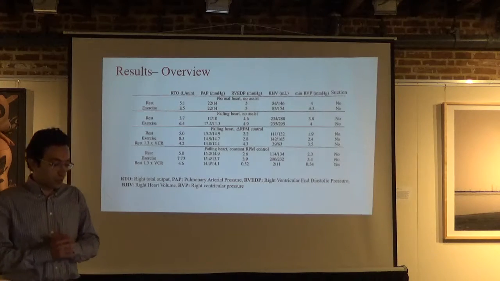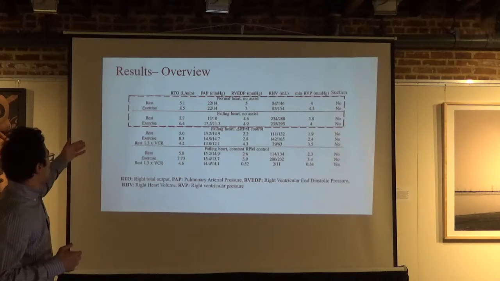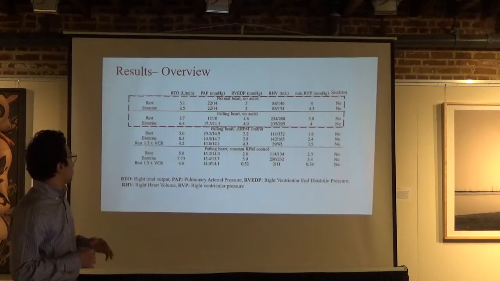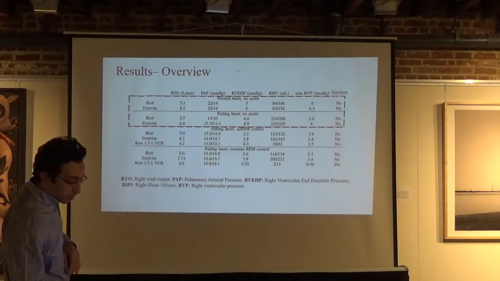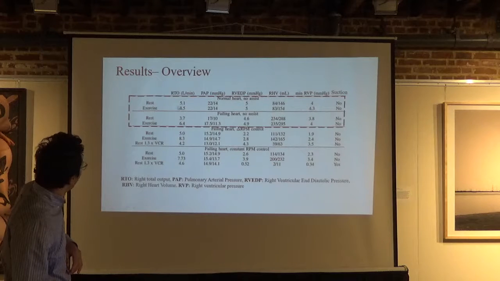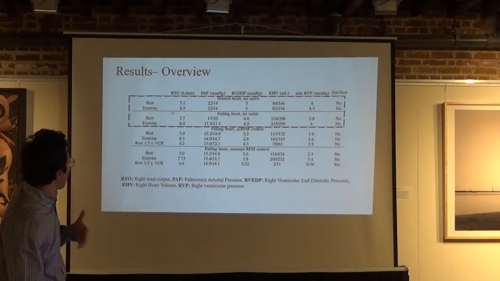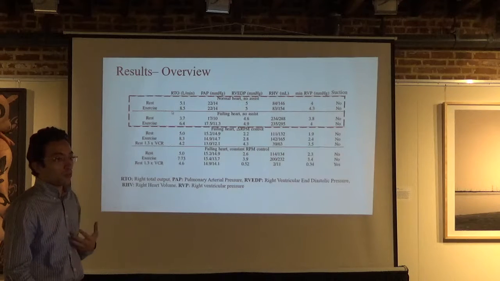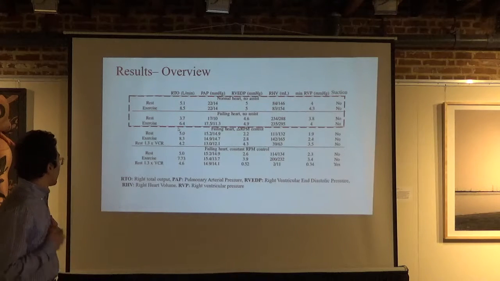So these are our results. If you look at the first 4 rows here, these are controls with a normal and failing heart without assist. You can look at the flow rates here with 5.1 and 8.5 for the normal heart. So that's liters per minute, the total output from the right ventricle. For the failing heart, these values drop to 3.7 and 6.4.